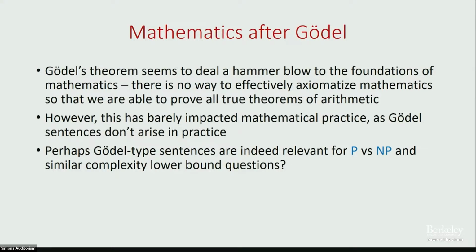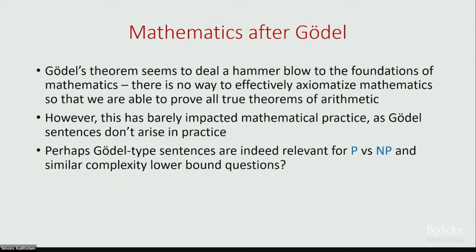But then one might think, well, perhaps these kinds of sentences are indeed relevant for problems such as P versus NP, given the self-referential nature and similar complexity lower-bound questions. So that's the question that I'm going to explore more in this talk. To what extent is this vicious circle phenomenon present in complexity theory as an obstacle to us proving lower bounds? Right now the evidence might be quite sparse, because Gödel sentences are self-referential, and P versus NP seems to have a self-referential nature. That's not very compelling by itself, I think.